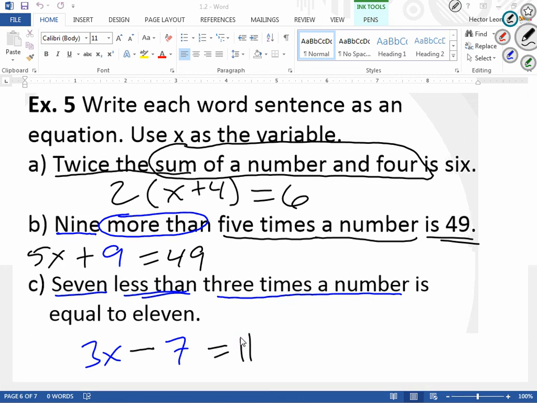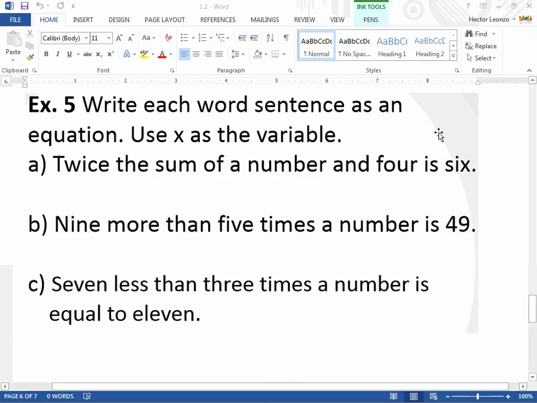Once again, than is a very, very important word because it changes the order. Notice how more than made us put the plus before the 9. Less than made us put the minus before 7. So than switches the order.